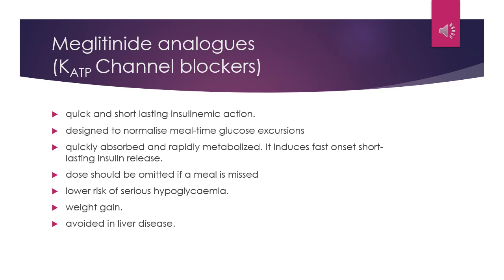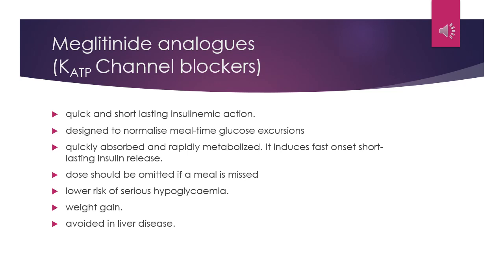They also act by binding to meglitinide analog receptors and inhibit or block ATP-dependent potassium channels. These receptors are situated close to the sulfonylurea receptor, and they have a quick and short-lasting insulinemic action. That means they also act by releasing insulin, and they are designed to normalize the postprandial rise of blood sugar.